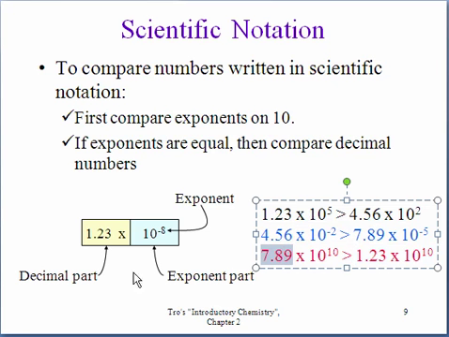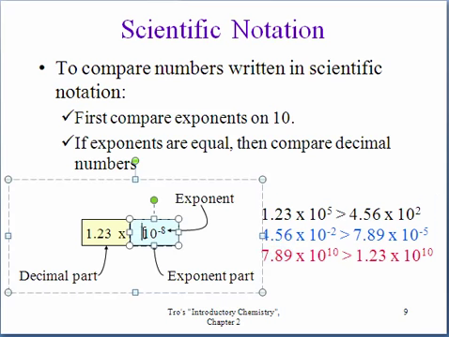so this is the larger overall number. Again, our decimal part will always have one number to the left of the decimal point, and then in scientific notation, we're going to multiply it by 10 taken to some power. Negative exponents indicate a number less than 1. Positive exponents indicate a number that is greater than 10.